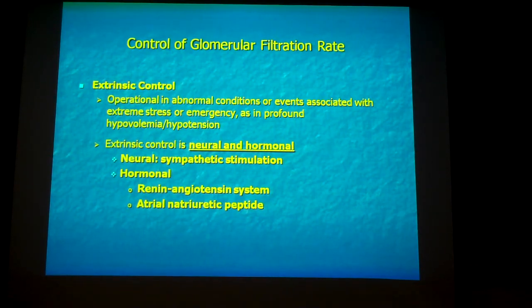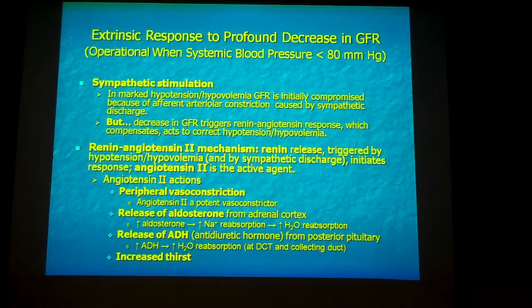All right? So, notice that this is operational when systemic blood pressure is markedly compromised. So we got a drop in pressure to somewhere less than 80 millimeters mercury systolic. And when that happens, we get a sympathetic discharge. Okay, so we know what happens when sympathetic discharge occurs. On the medullary centers, it increases heart rate, force of contraction, increases peripheral resistance to bring the pressure back up.